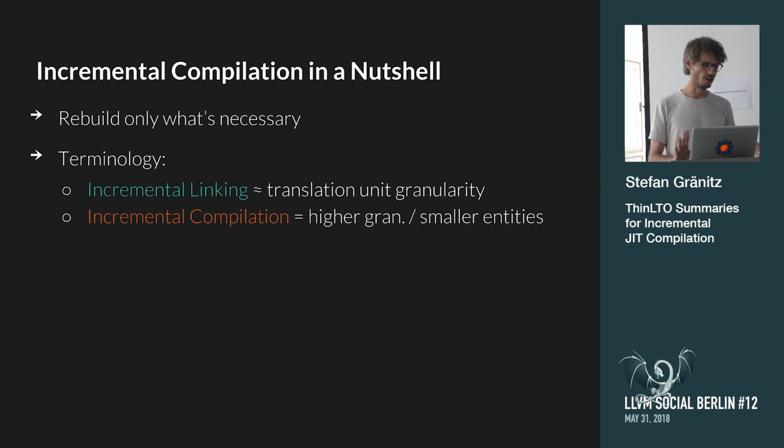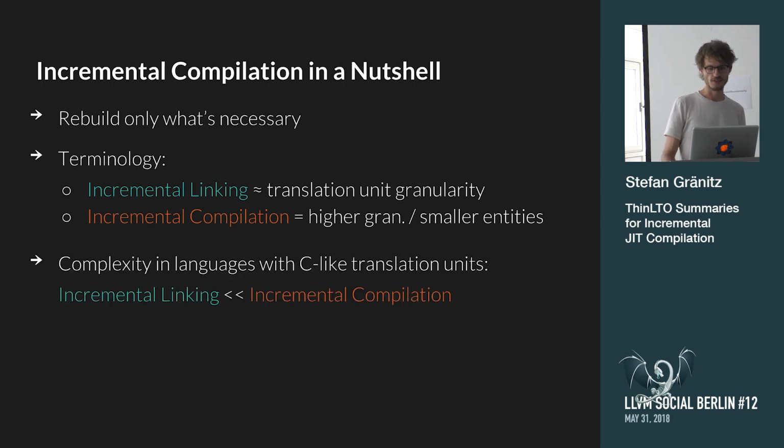There's a little terminology thing between incremental linking and incremental compilation. So incremental linking is basically the same, but the granularity is a translation unit. A translation unit is the atomic entity that we have in incremental linking. We cannot rebuild a part of a translation unit. And incremental compilation typically refers to something with a higher granularity, so it has a lot more entities to manage during the compilation process.